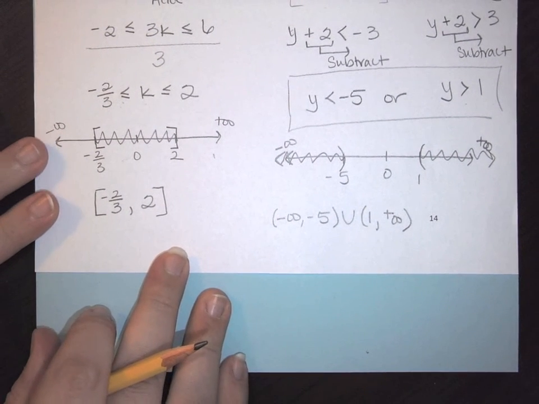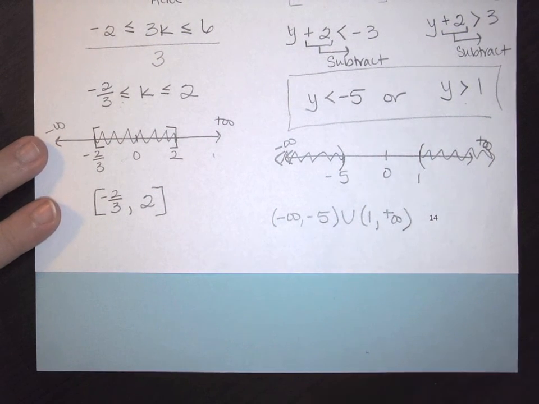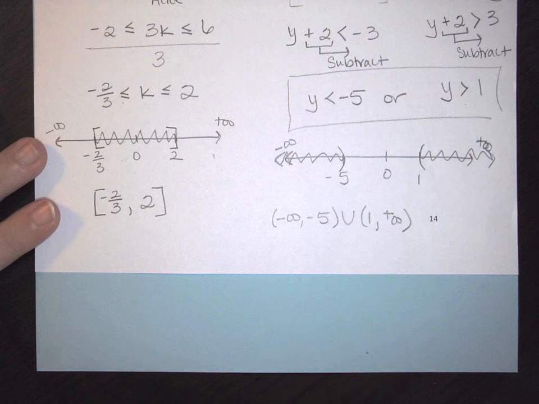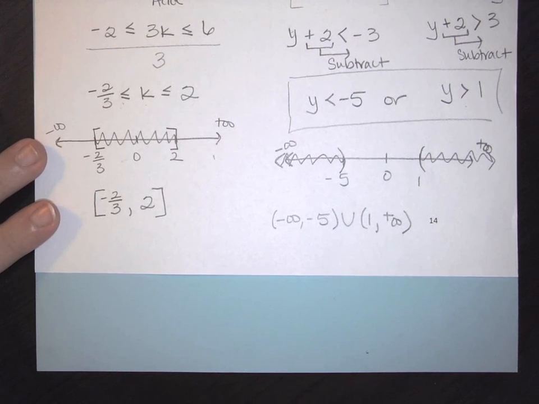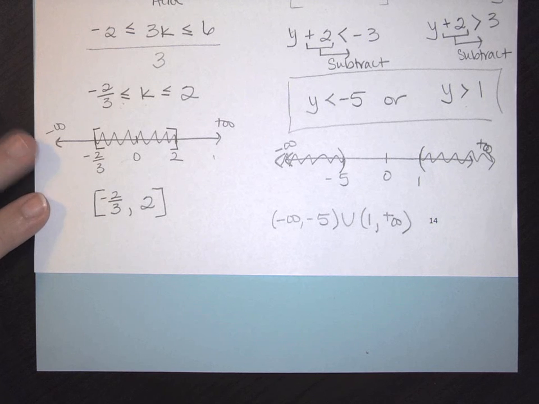Alright, so there you have it. That is everything that you need to remember about solving absolute value inequalities. So as long as you remember the 2 rules for or and, you should have absolutely no problems.